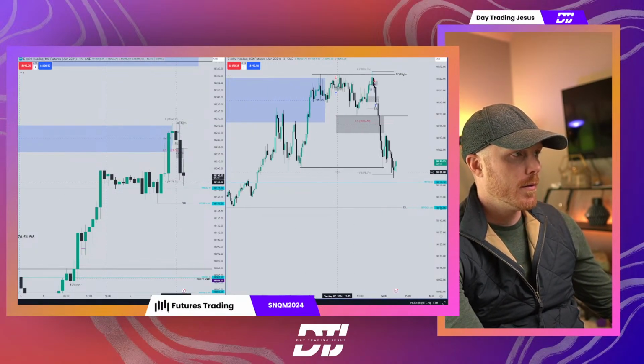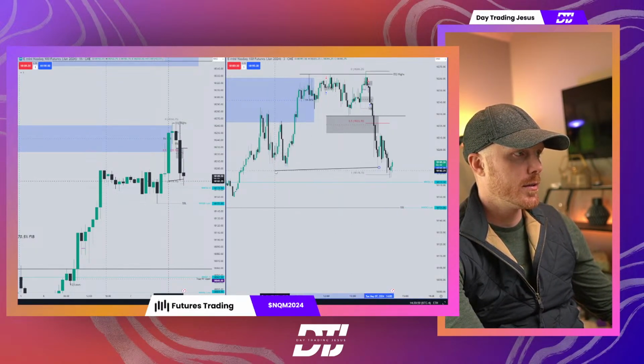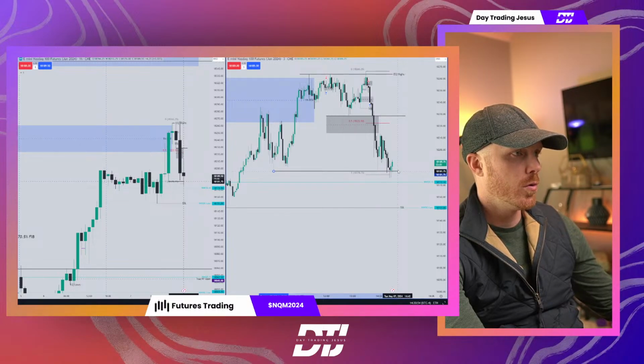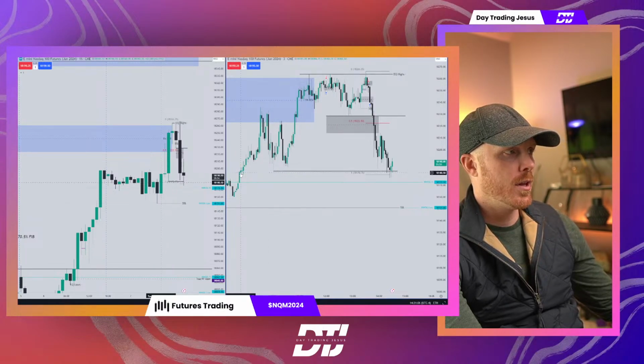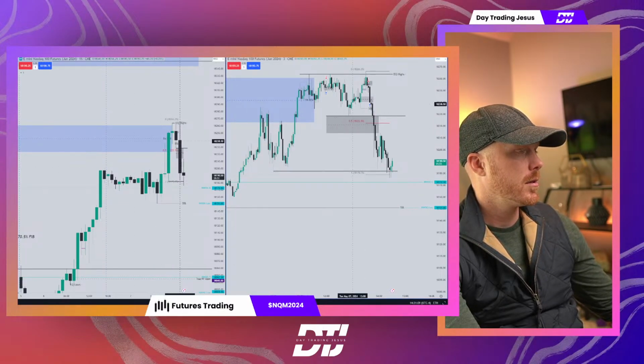All right, what do we have here? Okay, so we took this lower low right there. And then look, this is another signature in price that happens quite often. After price runs a level of liquidity, look left and find out where the next fair value gap is.